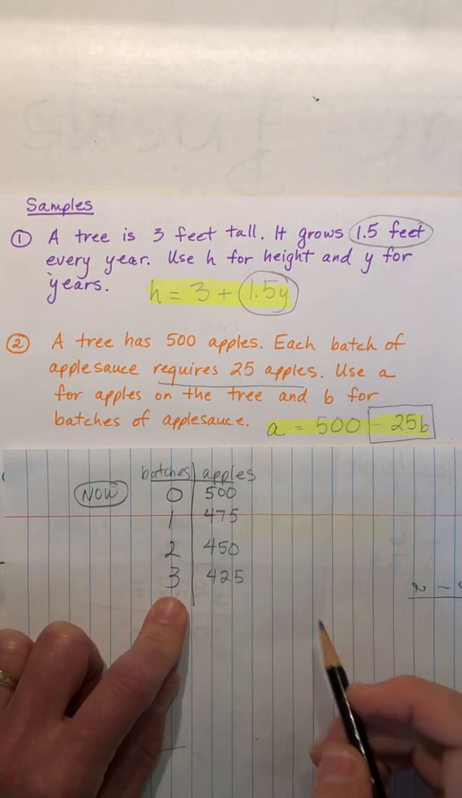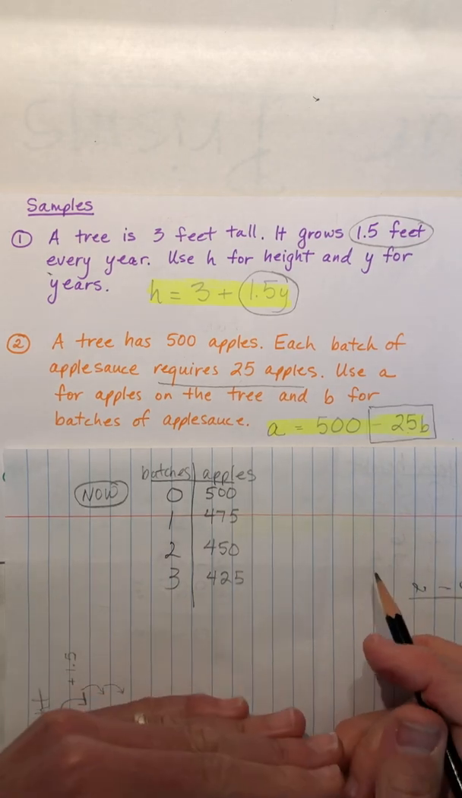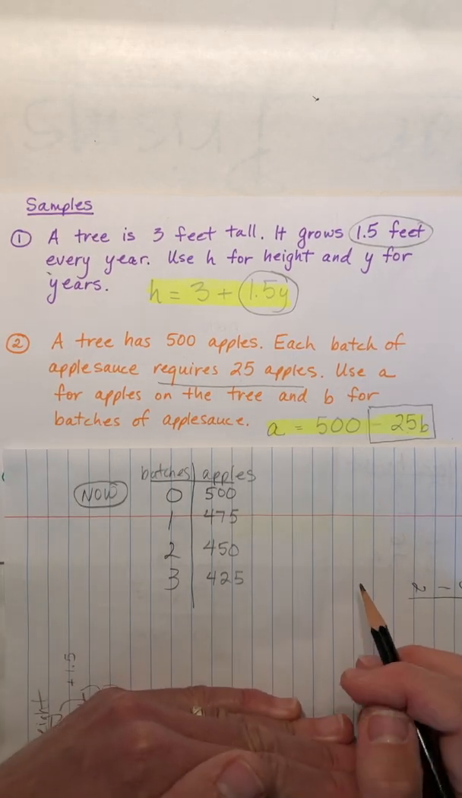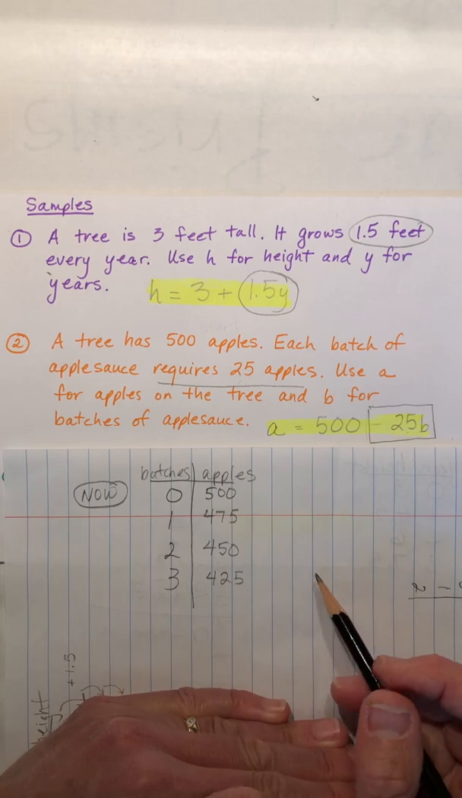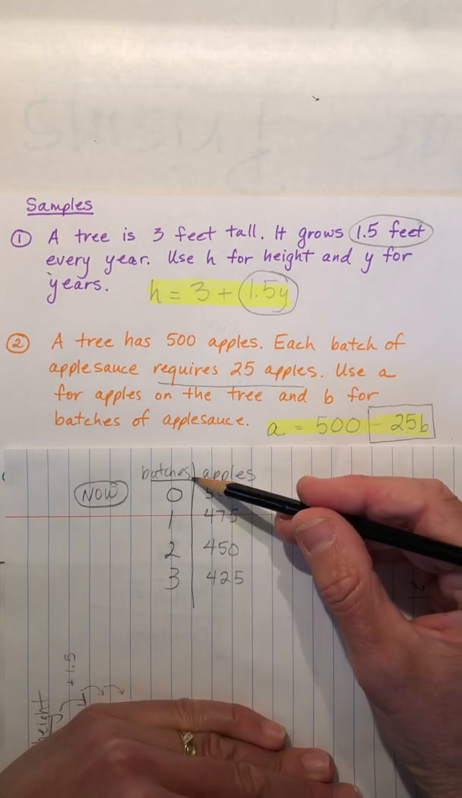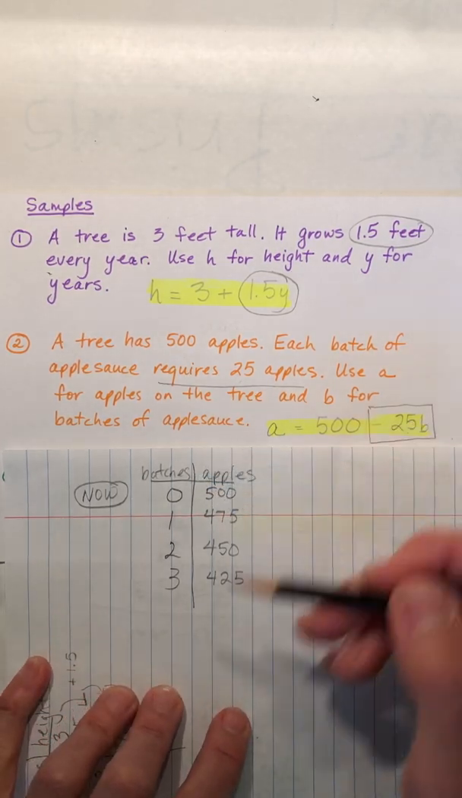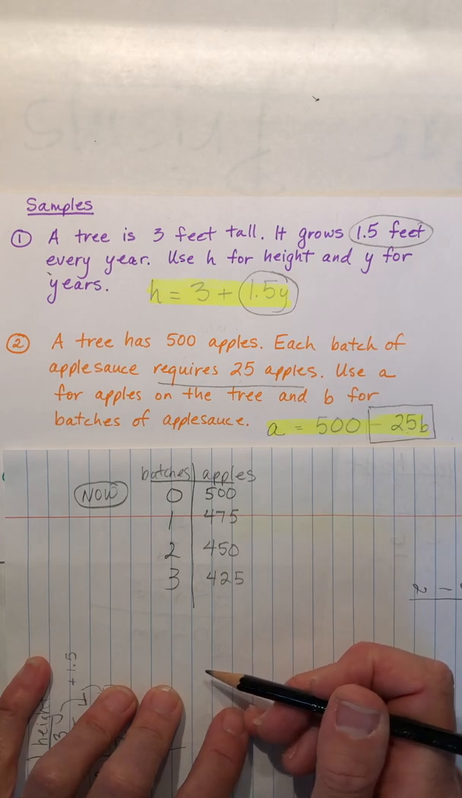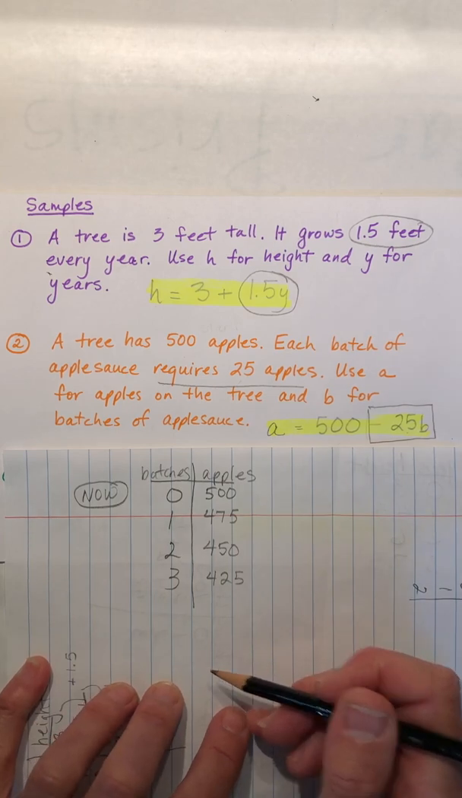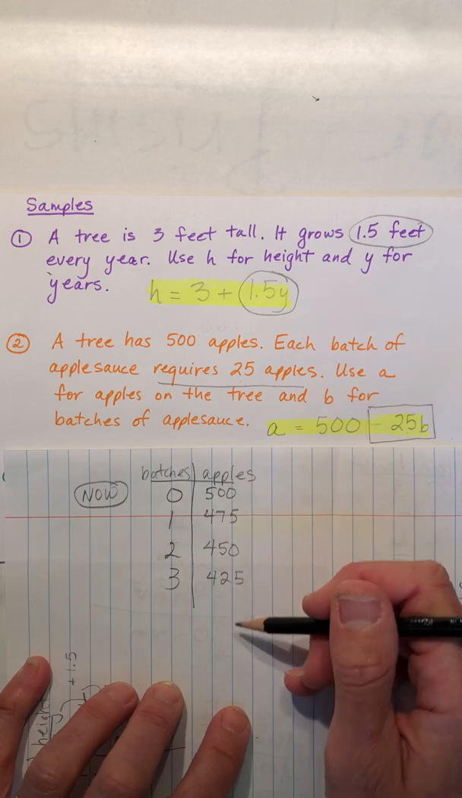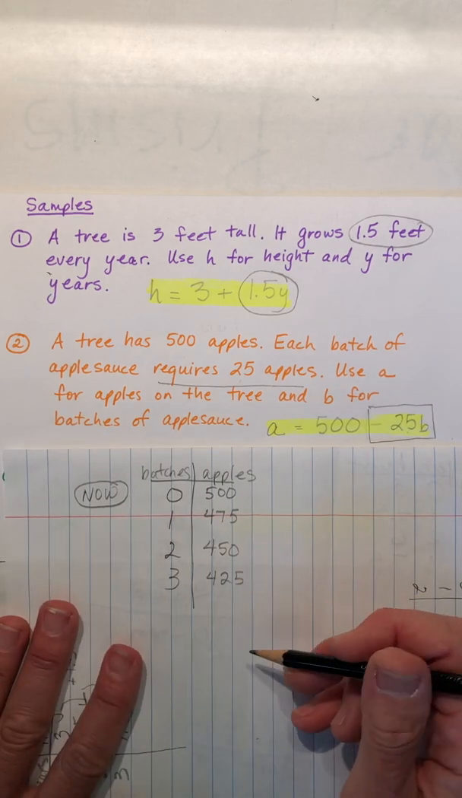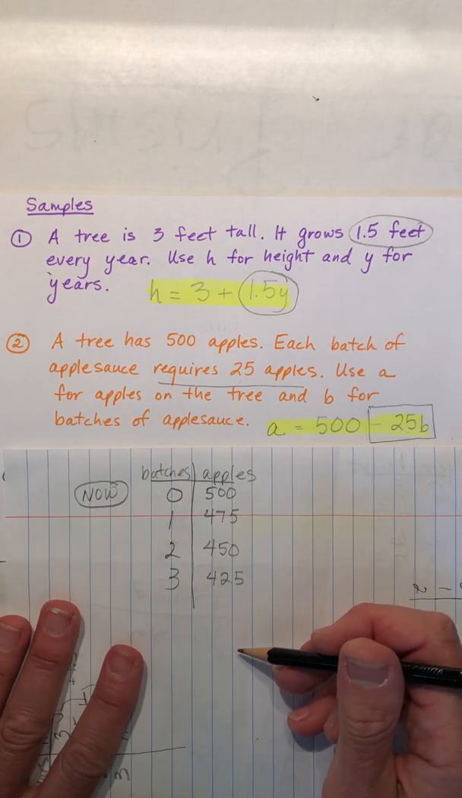Now, when there are no apples left on the tree, this table would have to end because there's no such thing as negative apples. So this table of values has a definite beginning and a definite end in order to be meaningful, right? We could keep going with batches of applesauce till there are no apples left on the tree. But we could not go farther than that.